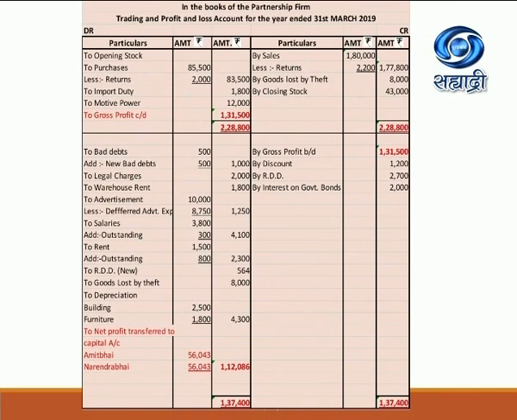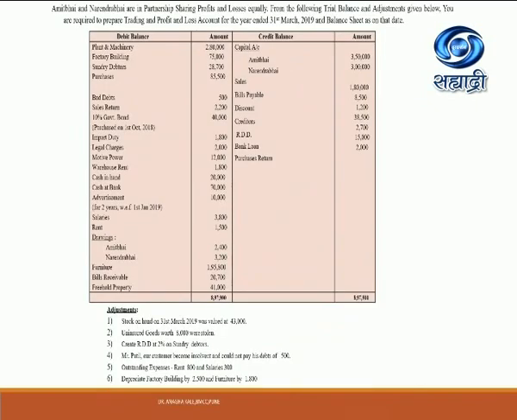So whenever goods are going out for any reason, first effect is trading account credit side. And secondly, you will find it on debit side of profit and loss account, to goods lost by theft 8,000. Next adjustment is create RDD at 2% on debtors. But before doing this adjustment, we have to see the adjustment of bad debts, which is given next.